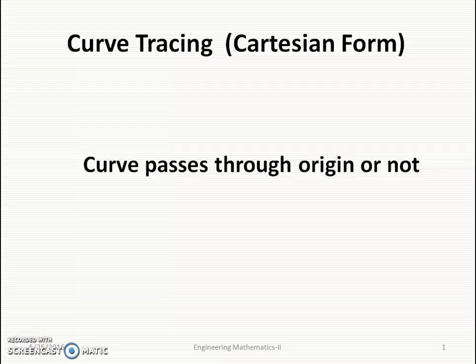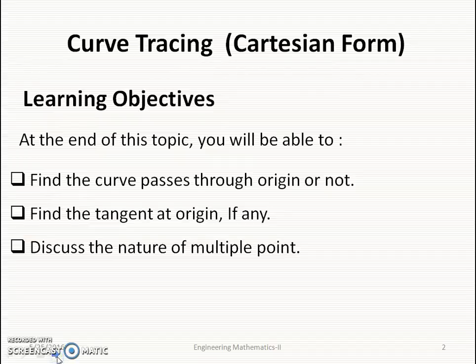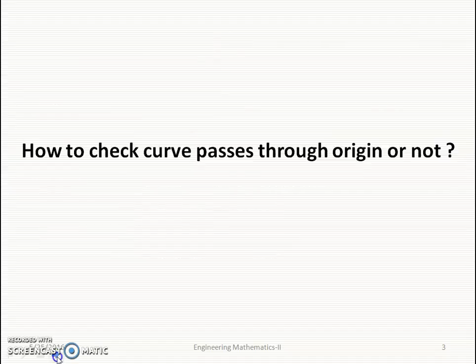So, friends, here we discuss the second important point for tracing a curve, particularly in Cartesian form. The point is whether the given curve passes through origin or not. At the end of this topic, you will be able to find whether the curve passes through origin or not, find the tangent at origin if any, and discuss the nature of multiple point. So, how to check whether the curve passes through origin or not?